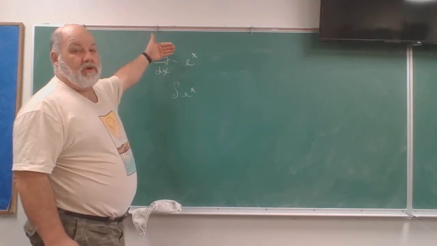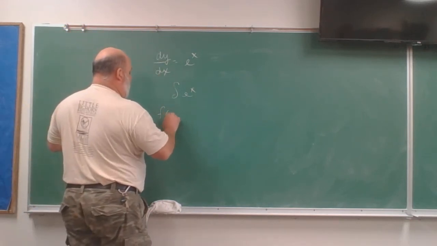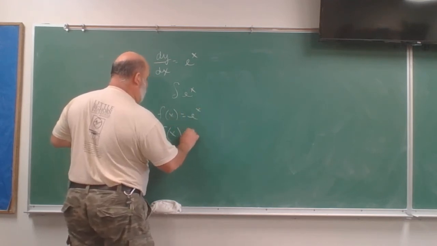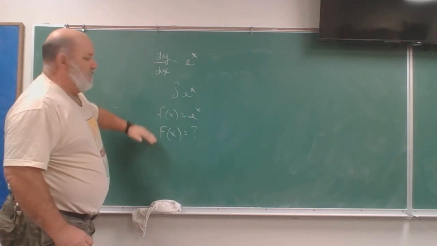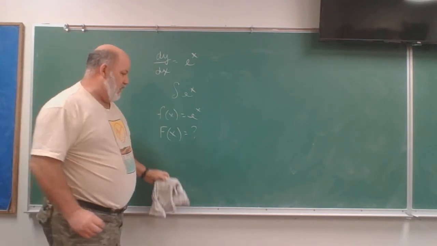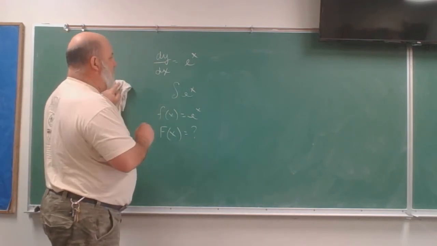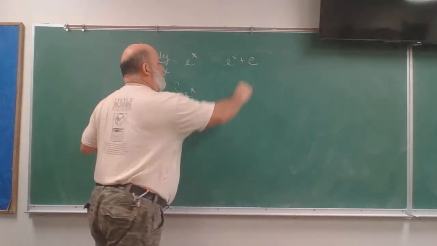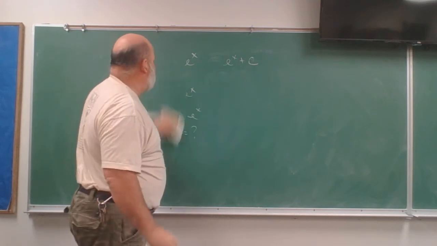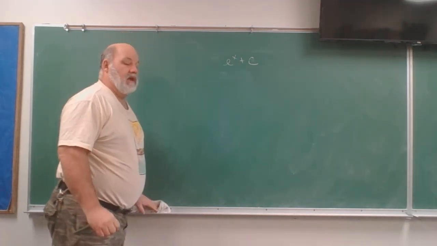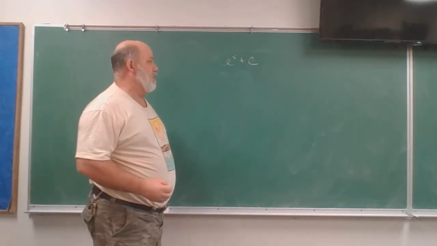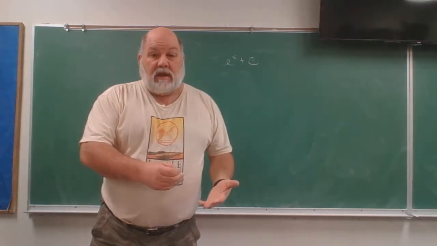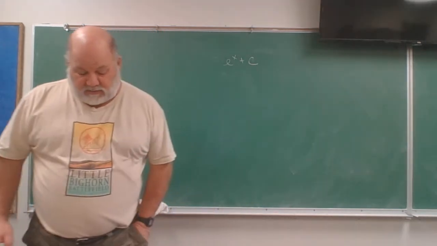Find the original function. They could have said, if f prime of x equals e to the x, what is f of x? All three of these are saying the same thing. Well, what had e to the x as its derivative? e to the x plus c had e to the x as its derivative. Plus c, because it could have been e to the x minus 44. And when you take the derivative of any constant, it comes up as 0.